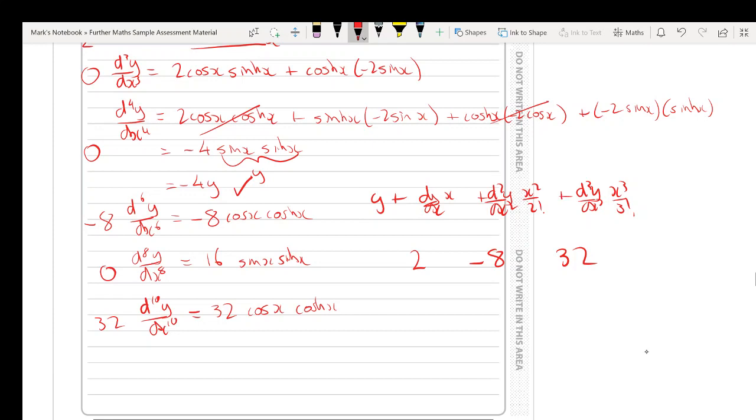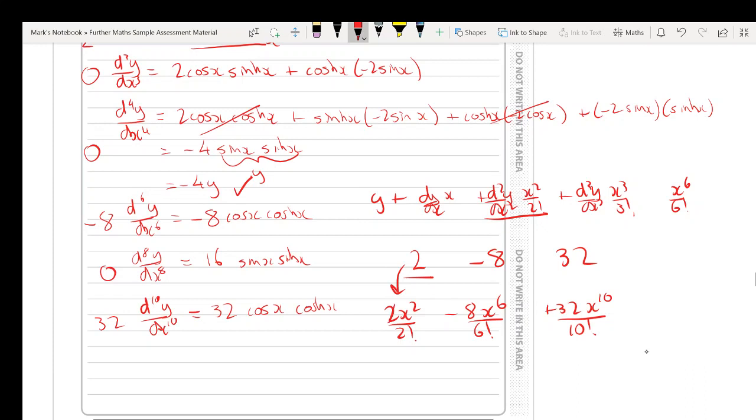Now this one was the one that was a 2, so this was the d2y by dx squared, so that links to this one. So you're going to get 2x squared over 2 factorial for that one. This one was power of 6, so that will be x to the power of 6 over 6 factorial. So that's going to give you minus 8x to the 6 over 6 factorial. And then this one was to the 10, so that's going to be plus 32x to the 10 over 10 factorial. I'll pause it there to get my calculator to put those in and simplify.